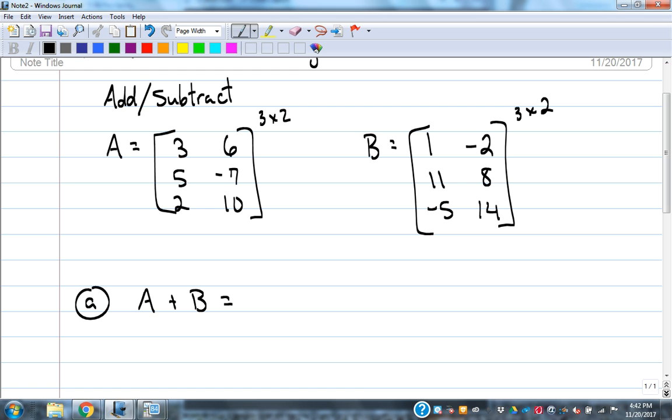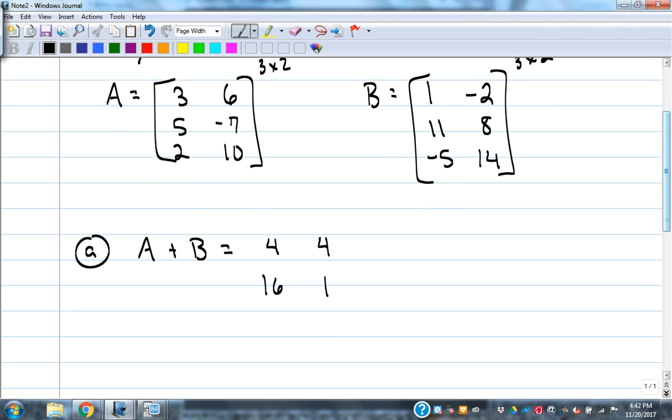3 plus 1 is 4. And then 6 goes with -2. 6 plus -2, 4. 5 plus 11, 16. -7 plus 8, 1. 2 plus -5, -3. 10 plus 14, 24. And notice we get a 3 by 2 matrix back. Same size, didn't change size. When you add and subtract, the size doesn't change. It should stay the same.